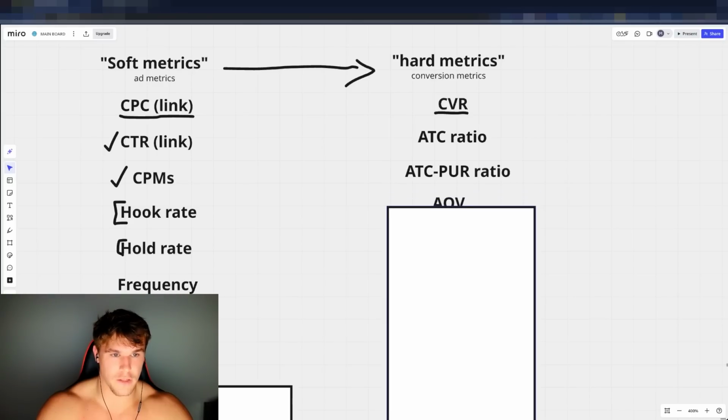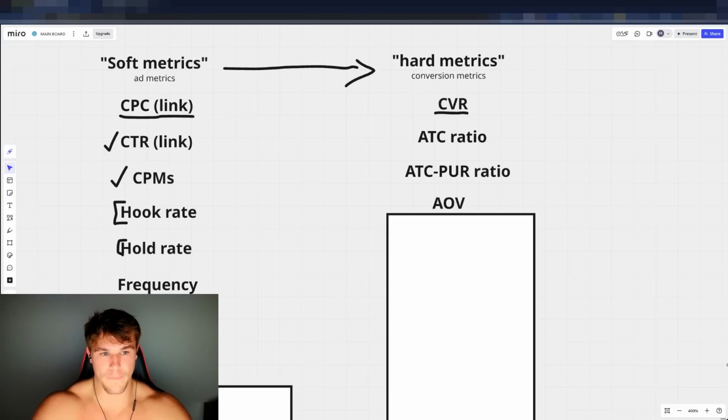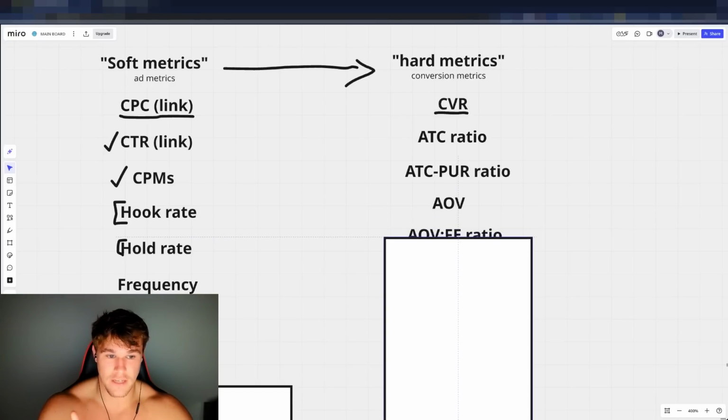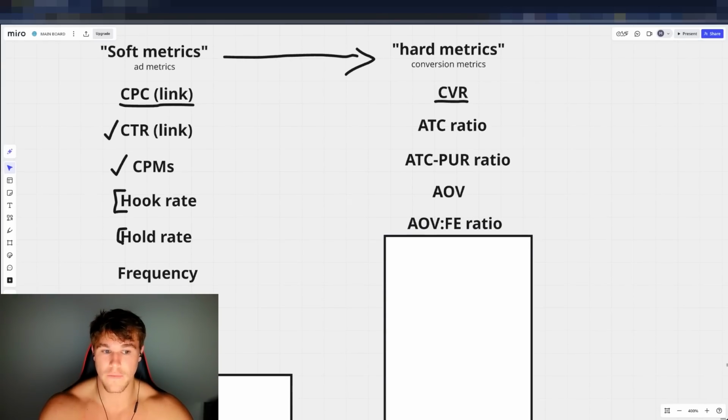So next up on the list of hard metrics, we have AOV, right? Pretty standard, average order value. And the reason I have this on the list here is because this is what I see most entrepreneurs lacking on in general. They are not optimizing their upsell path whatsoever, either pre-purchase or post-purchase. It's just complete dog shit. And the way that I can know it's complete dog shit is actually because of this next metric here, which is your AOV to front end ratio.